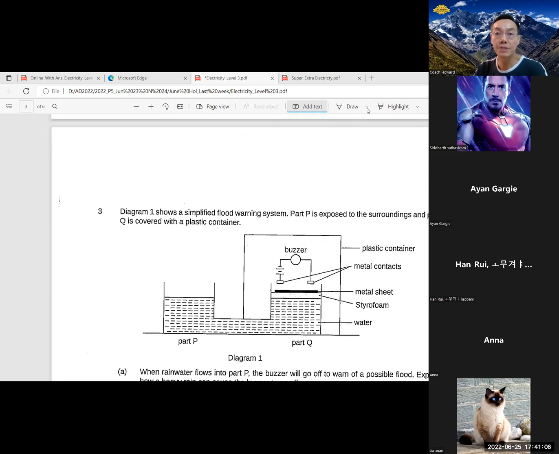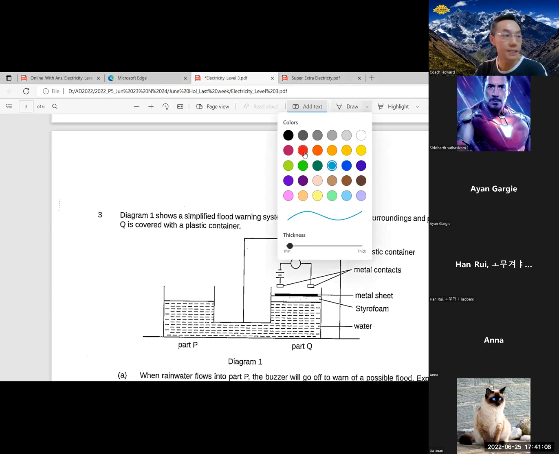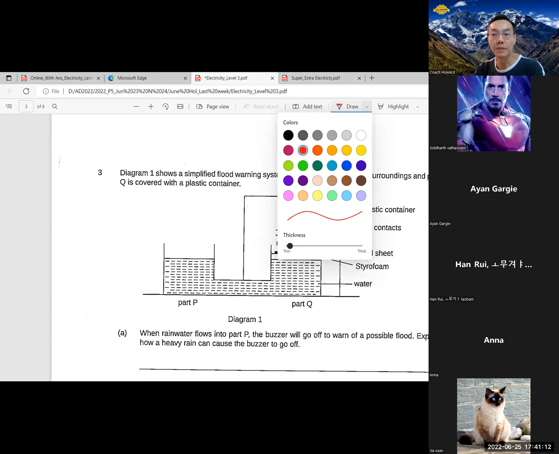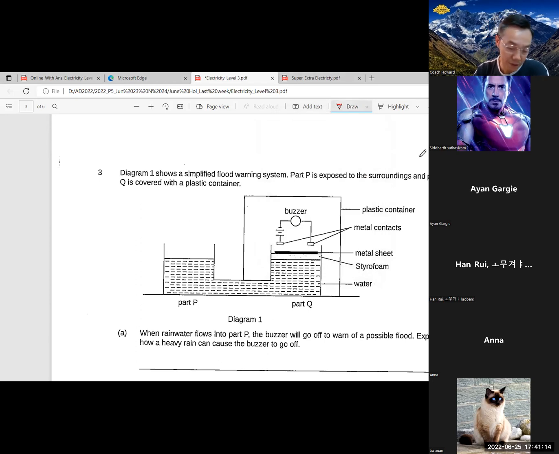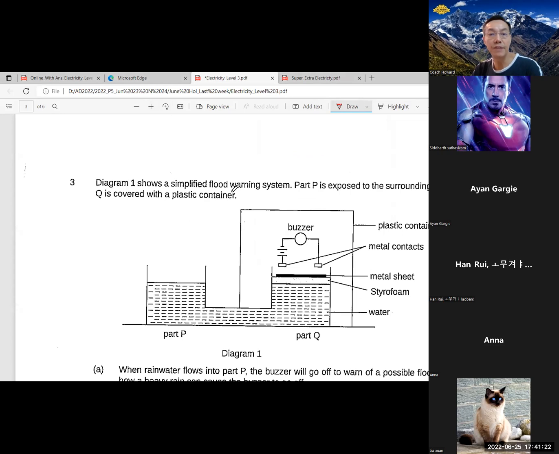Okay, let's examine this question. This is a device that is being used in many countries to give warning if the drainage or reservoir reaches a certain dangerous water level. So they say that this is a simplified flood warning system.